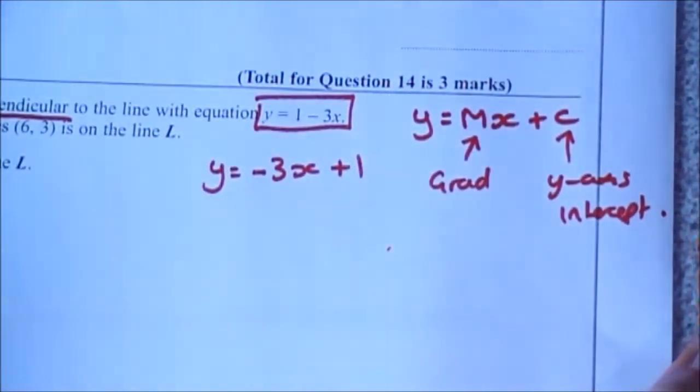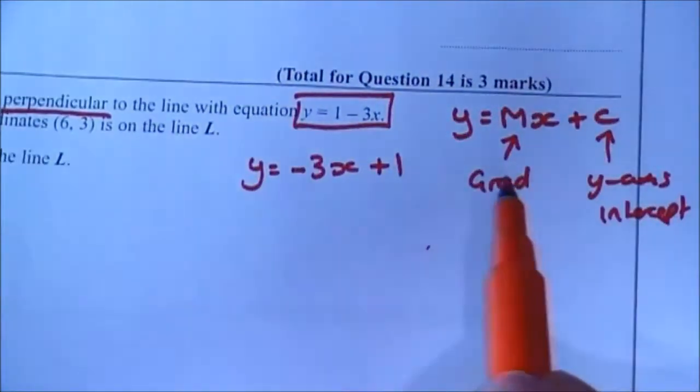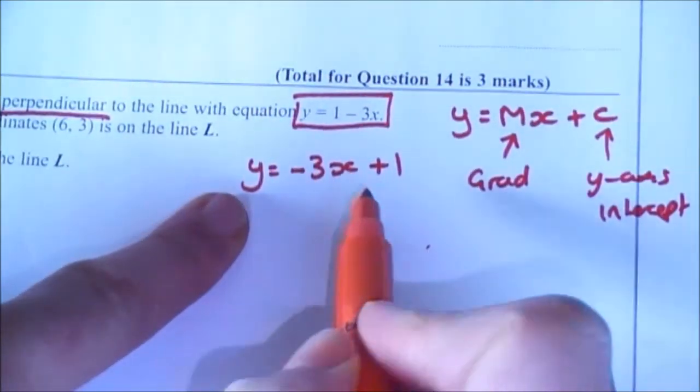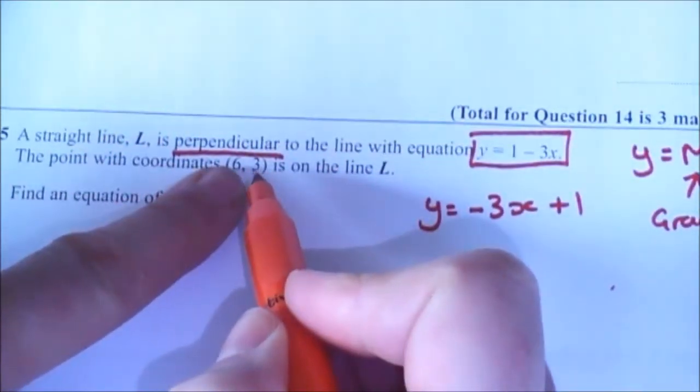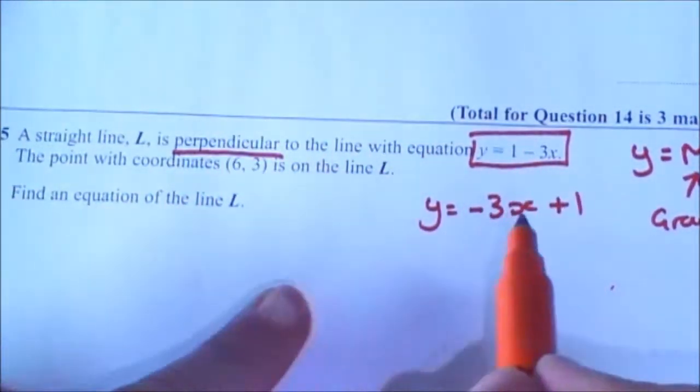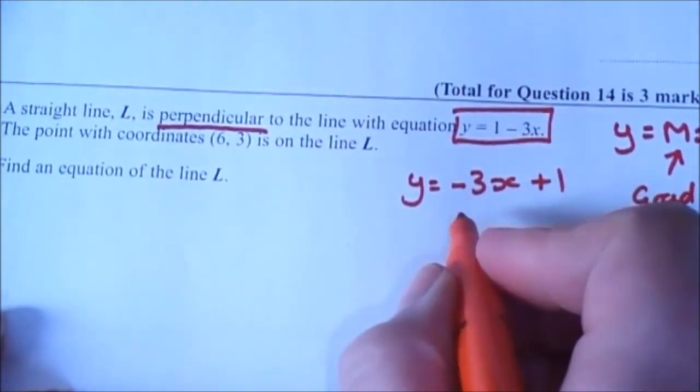Some of you may not need to do that, but if you do, it really does help. It helps me. So that's the line. I need to find one perpendicular to it that crosses through this point. All right, let's deal with the fact it's perpendicular first. So I need to change the gradient.